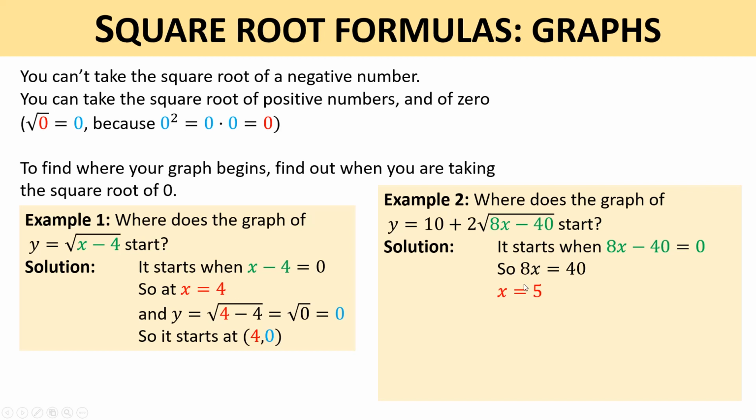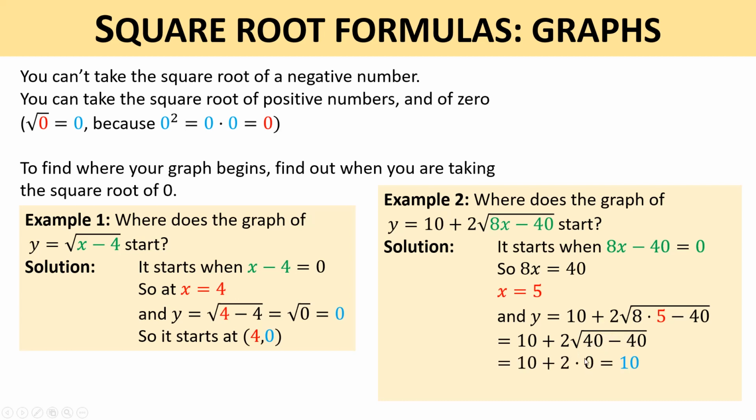What is y when x equals 5? Well, we can change x into 5 and calculate y, and then we will see that this part of the formula is going to become 0, of course. So we're going to take the square root of 40 minus 40, and that is 0. So this whole part is going to become 0. So we get 10 plus something times 0, and that's just 10. So without drawing this graph, I can find out that it starts at the point where x equals 5 and y equals 10.